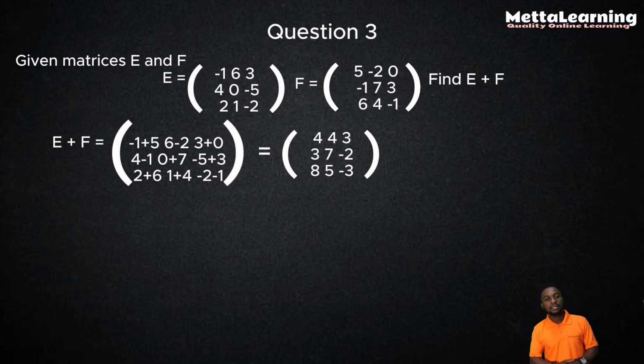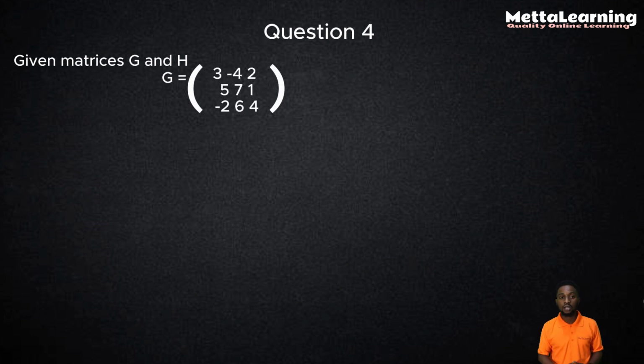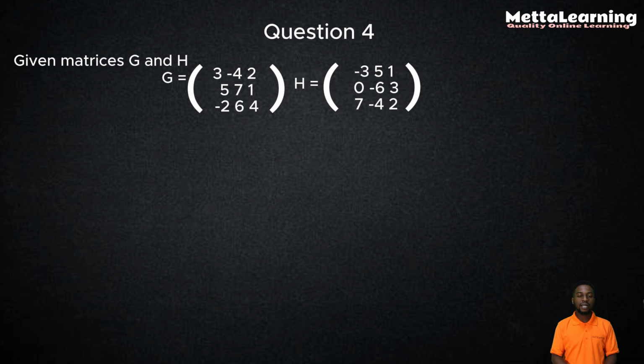And let's solve one more question before we run out of our time for today's class. So it said, given the matrices G and H, the matrix G in bracket, calling my values in columns now, that will be 3, 5, minus 2, minus 4, 7, and 6, 2, 1, and 4, then close bracket. And we have the matrix H to be in bracket minus 3, 0, 7, 5, minus 6, minus 4, 1, 3, and 2, then close bracket.